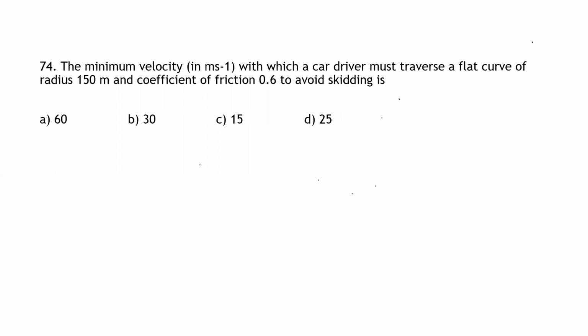And the coefficient of friction is given, that is 0.6, to avoid the skidding. So how can we do this one here? Again, it is a curved road. We need to use the concept of limiting friction, which is equal to mu s into R, that is mu s into m into g. So mu s is given as 0.6, into mass 1, into g 9.8. So 0.6 into 1 into 9.8 is nothing but 5.8.